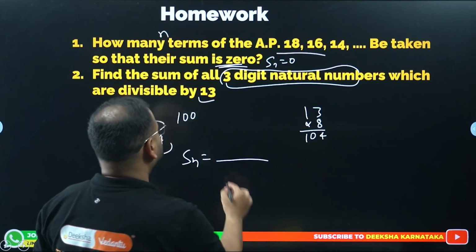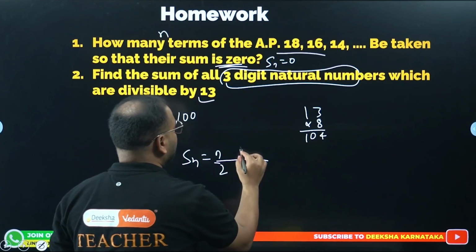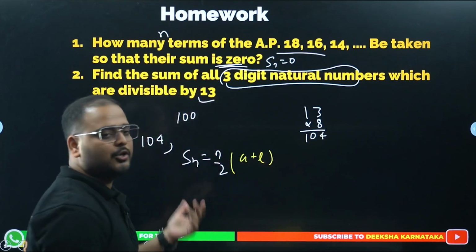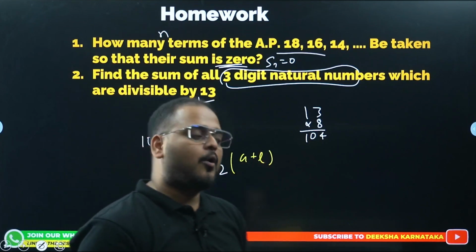What you can use directly here? n by 2 (a plus l). If you know the first term and last term, use this to find your answer. I hope this is clear.